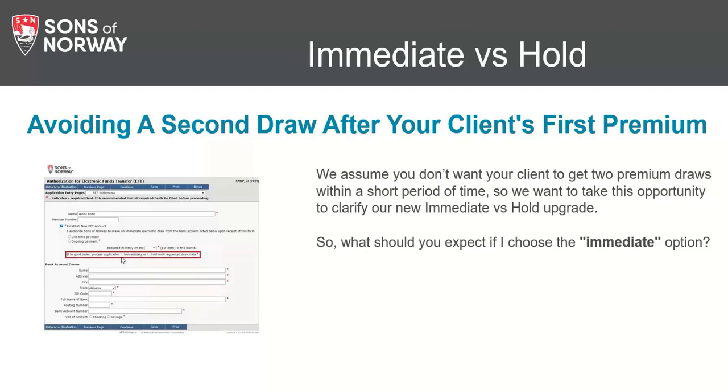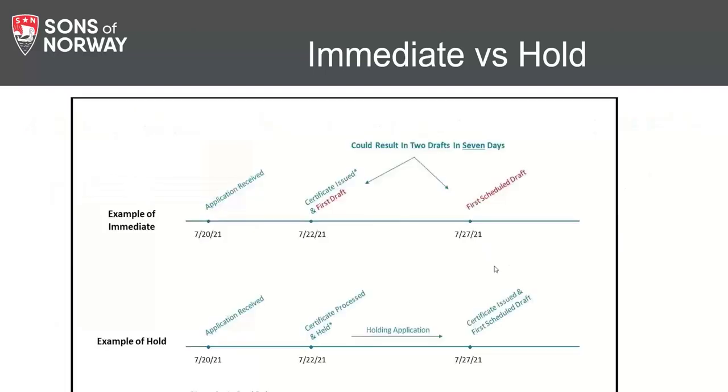Next option is immediate or hold. What does that mean? We assume you don't want your client to get 2 premium draws within a short period of time. So we want to take this opportunity to clarify immediate versus hold upgrades. So what should I expect if I choose the immediate option? This slide is a great example. Let's walk through this. So, example of immediate.